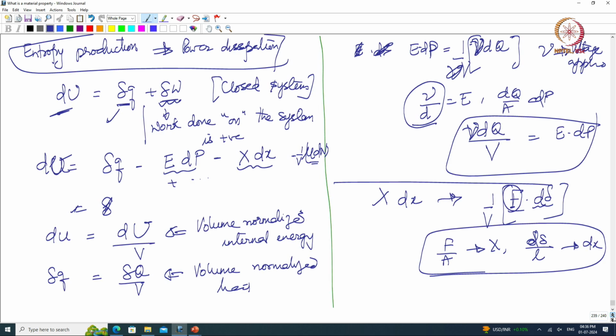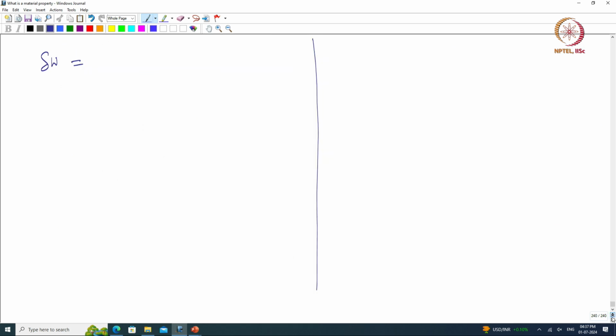In general, delta W is the work done on the system. If I am applying an electric field and generating a polarization, and if I am charging the system, it would generate an electric field in the opposite direction. So minus E dot dP. The way to interpret this is, if I am charging the system, if I am polarizing the system.